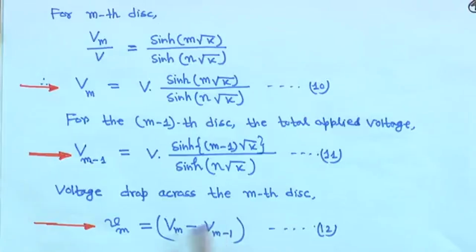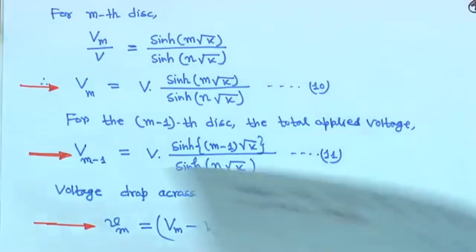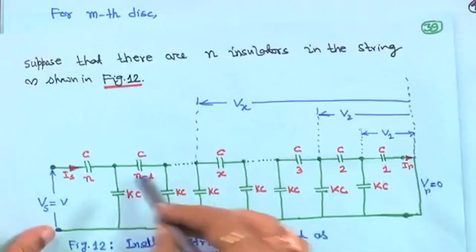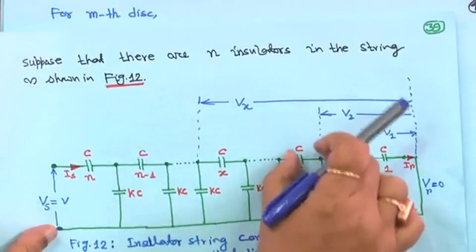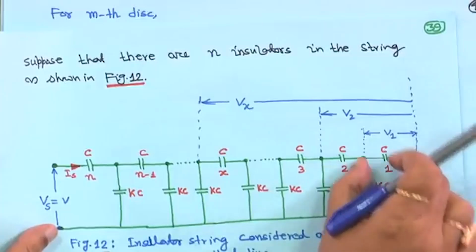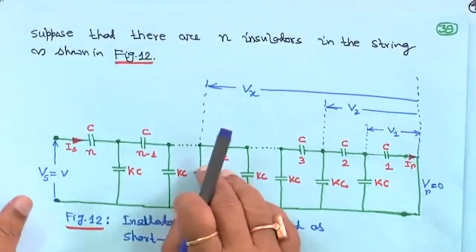Similarly, if m is equal to 2, 3, 4 like this, you will get the voltage across each unit. Using this formula, equation 12, across each disc you will get the voltage.